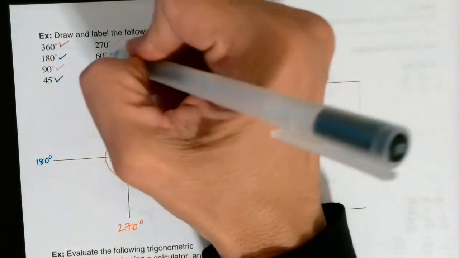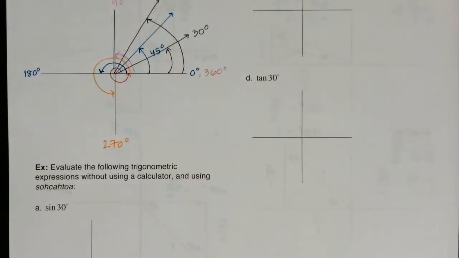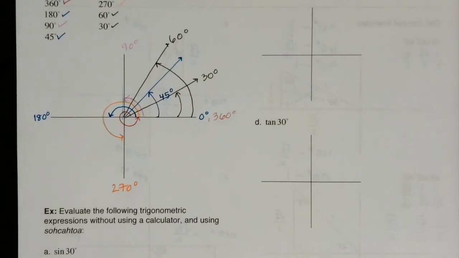All right? So those are just some basic angles. You can graph angles that aren't ending in 0. You can do like a 22-degree angle. It's really hard to do exactly without a protractor. We're not using protractors, so it's okay.